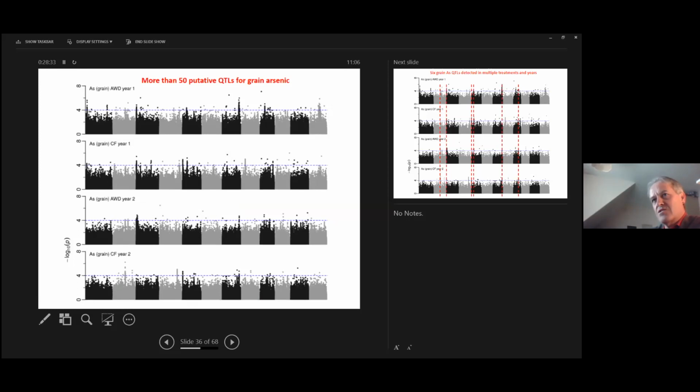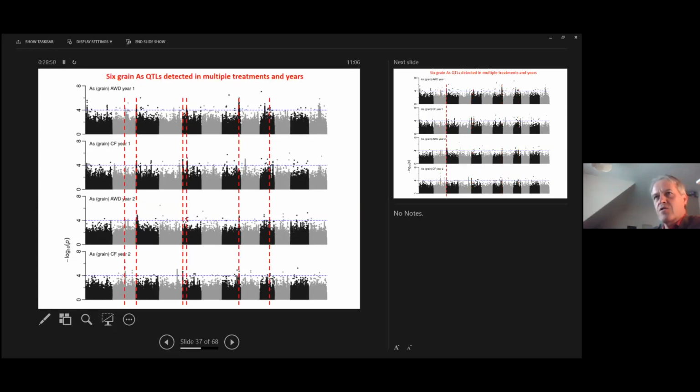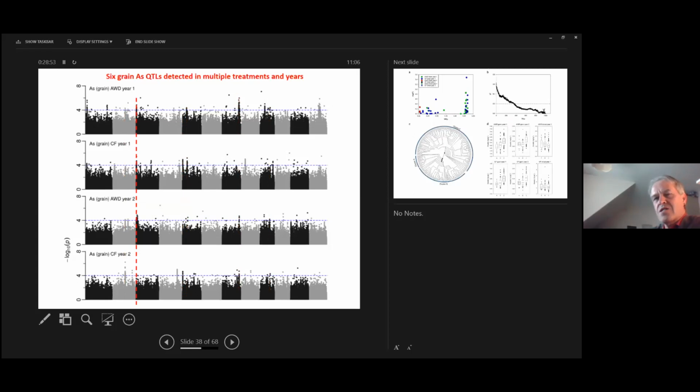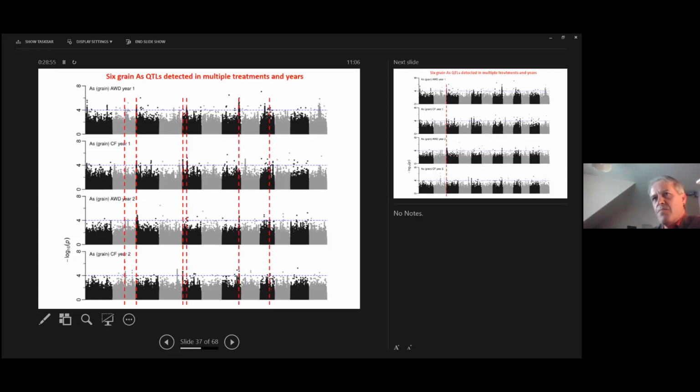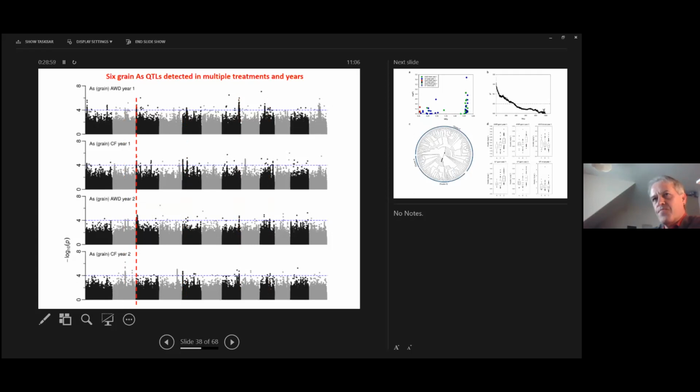But what I'd like to do is to take you through just 2 of these peaks. For example, we can detect 6 QTLs which are detected in multiple years and multiple treatments. So these are the 6. And I'm just going to take you through 2 of them. I'll start with this one. This is the top of chromosome 3. We appear to get a peak in 3 out of the 4 year-treatment combinations. There doesn't seem to be a peak here in continuous flooding year 2. But in the other 3, we do get a peak.